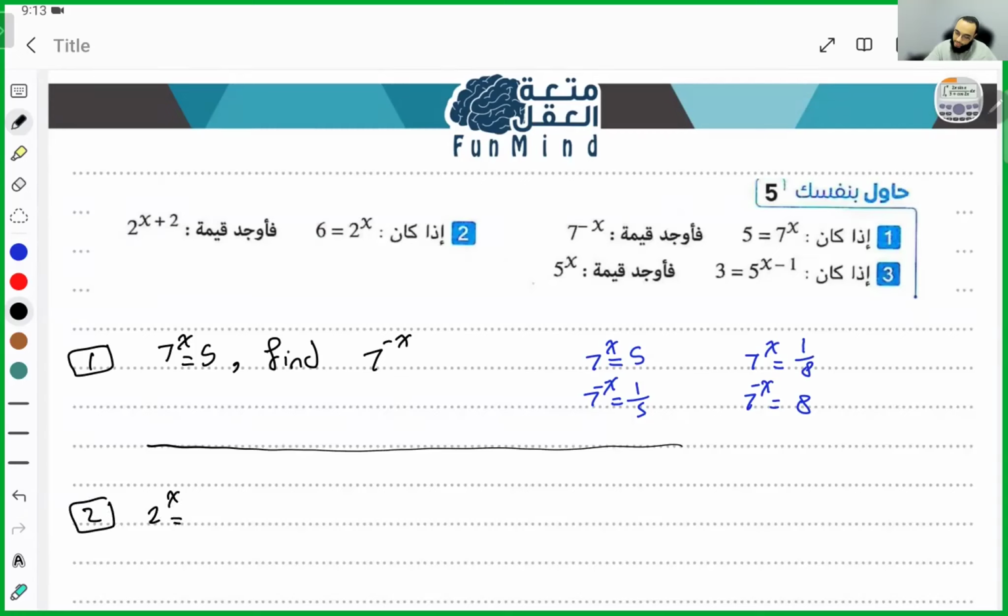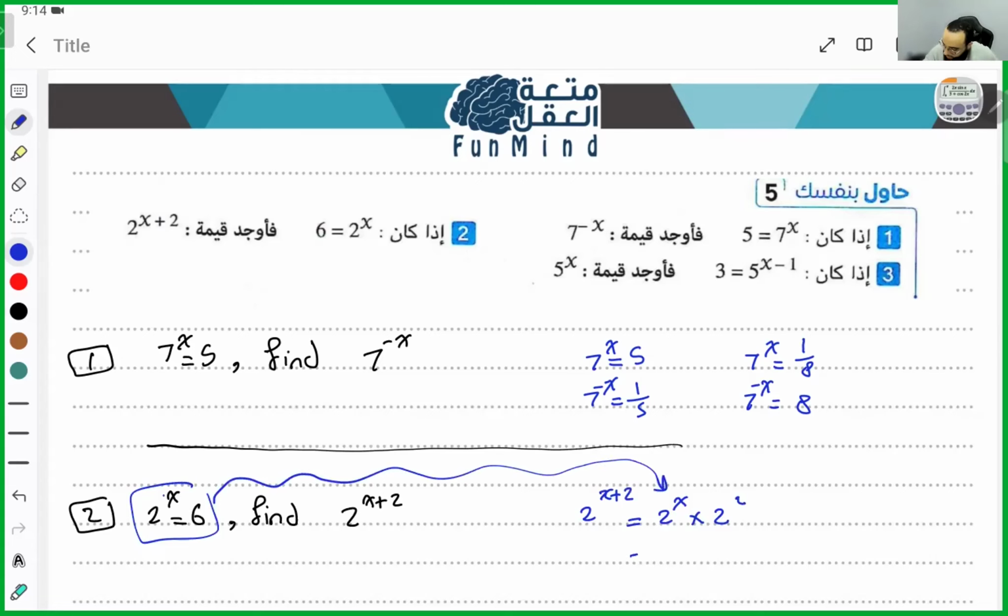2 power of x equals 6. Find 2 power of x plus 2. You know, you can write 2 power of x plus 2 equals 2 power of x times 2 power of 2, which is 4. 2 power of x equals 6. So 6 times 4, yes, 24.